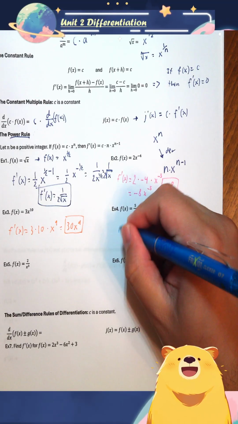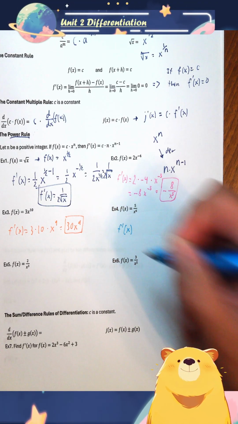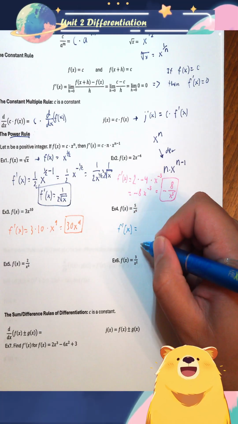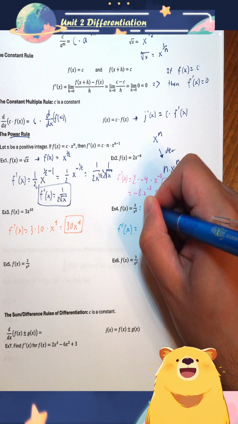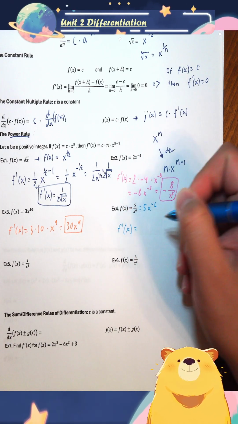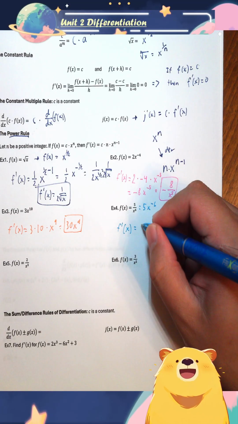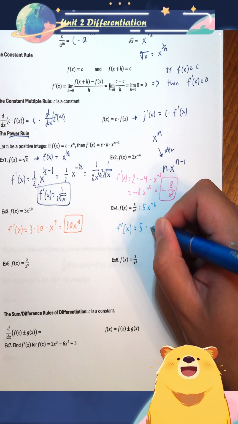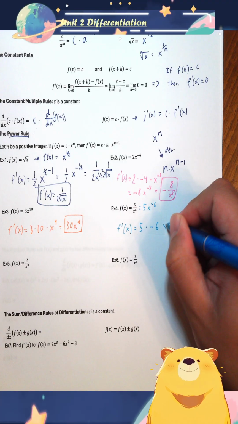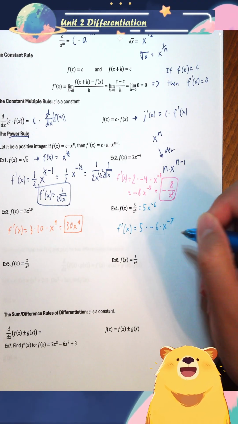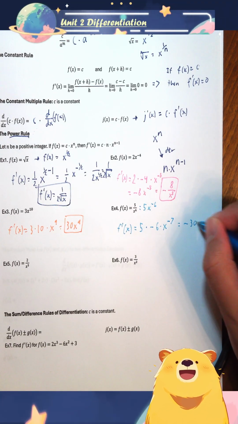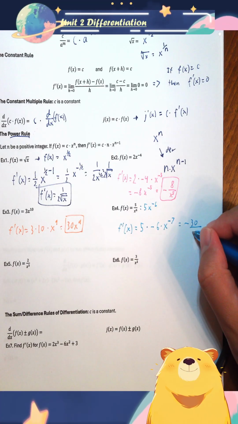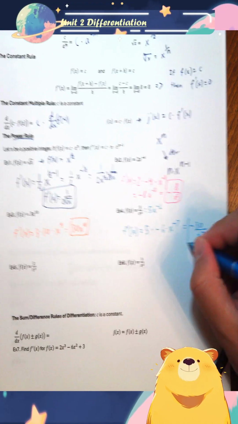And then over here, we have this derivative. Actually, we should rewrite this just a little bit so it's a bit more palatable. And now we can go ahead and just easily use the power rule. So 5 times negative 6 times x to the power of negative 7. And that can be written as negative 30 over x to the power of 7.